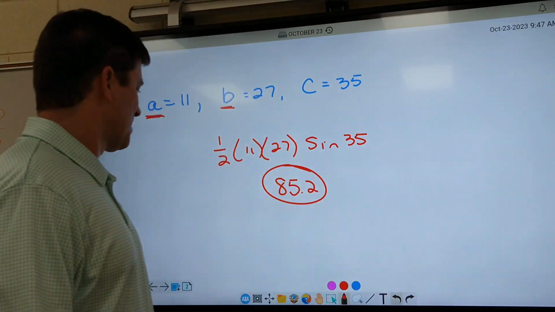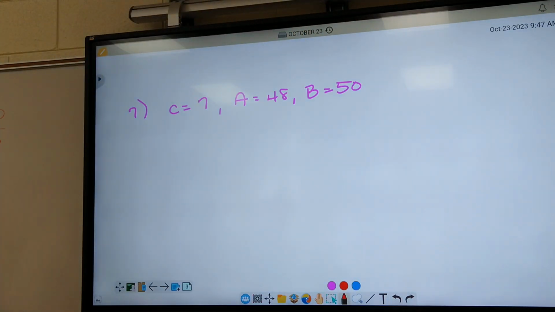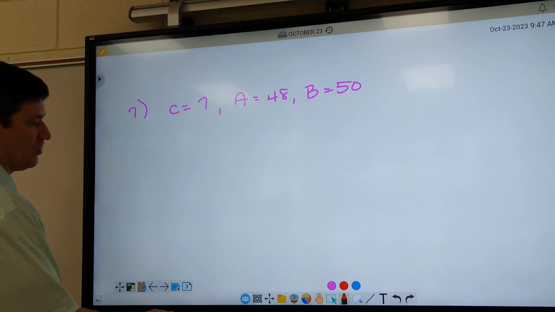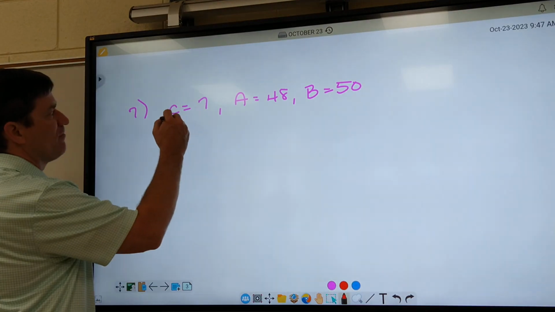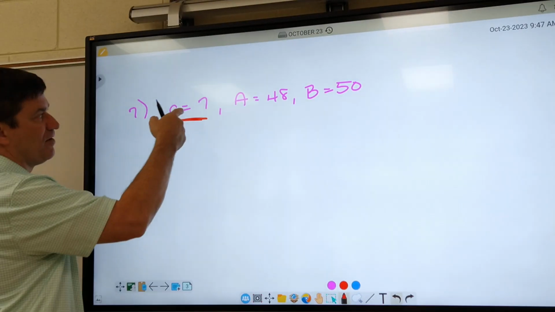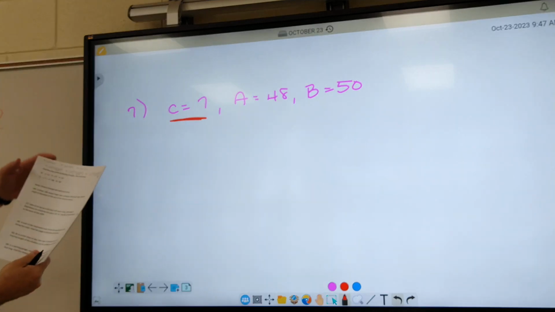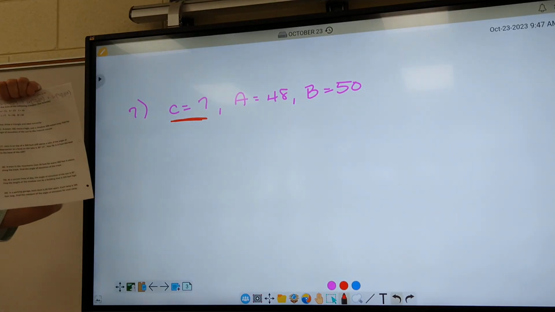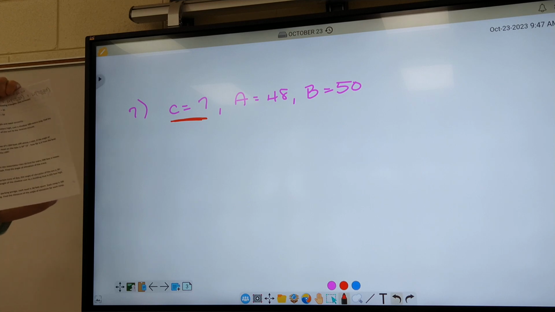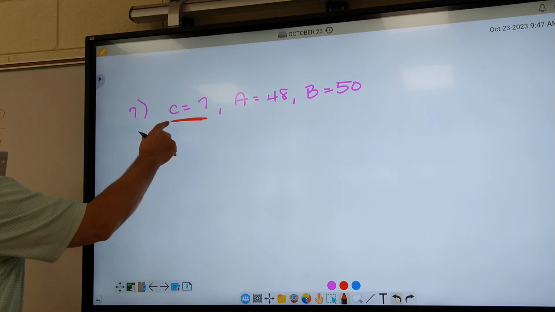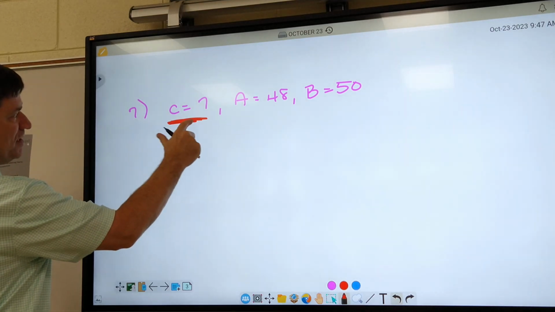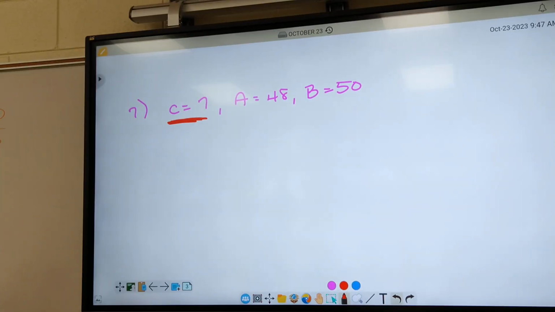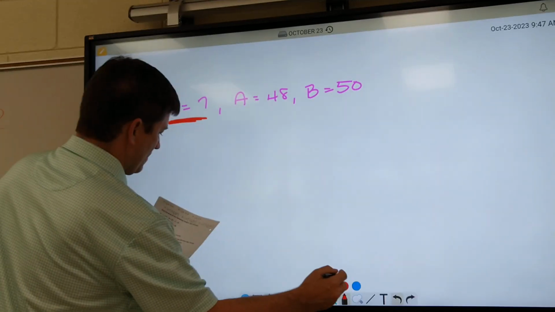All right, let's go to number 7. How is number 7 different? Well, look, on number 7, they only have one lowercase letter, so they're only giving us one side, which means I can't use the formulas in the first row. I got to go to the second row. So look on your paper, find the formula that's only got lowercase c, little c, and that's the one we'll use. First one, no. Second one, it's got to be the third one.